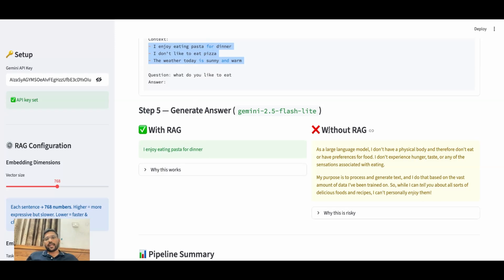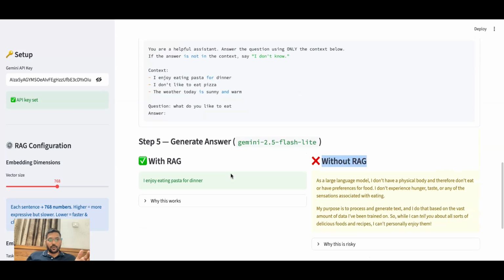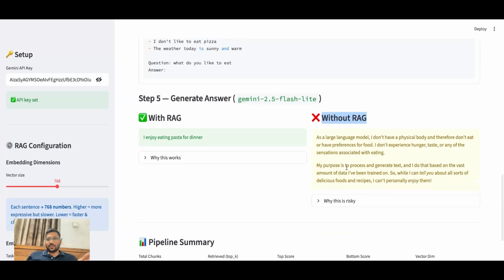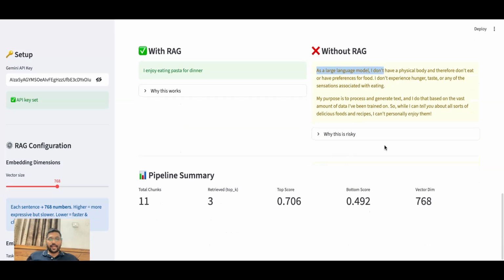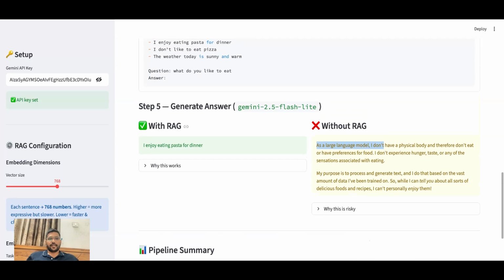If we don't have RAG in place and we just ask this question to the LLM, what do you like to eat, it will not be able to understand what I am asking. You can see its answer: as an LLM, I don't have enough information to tell what I eat, I don't eat anything. That kind of thing. So that's how RAG is very helpful to answer our questions which are related to our internal data.